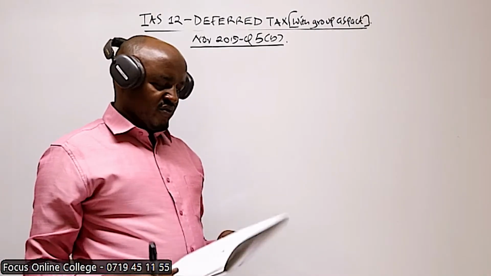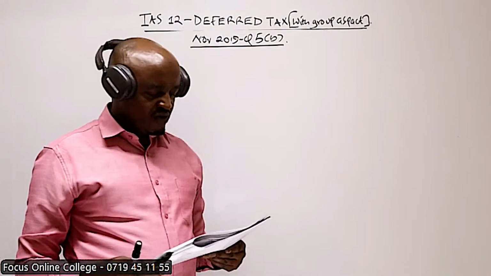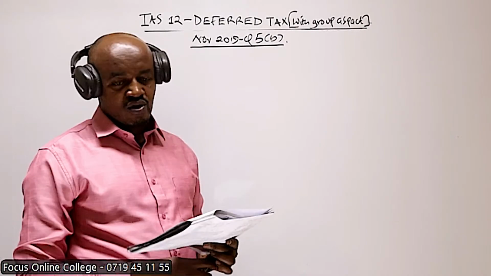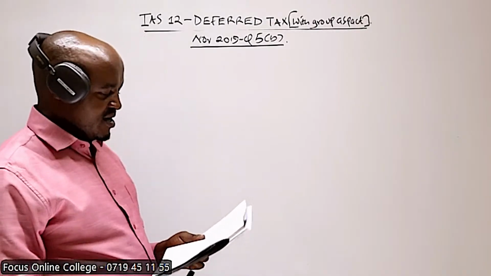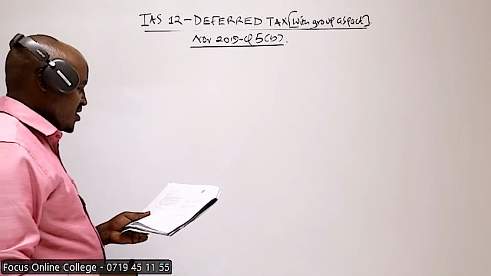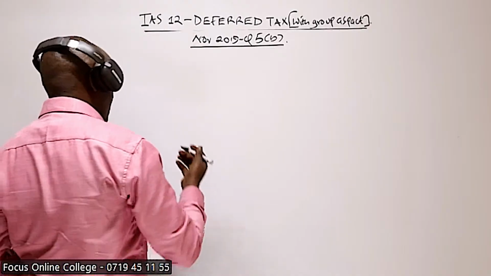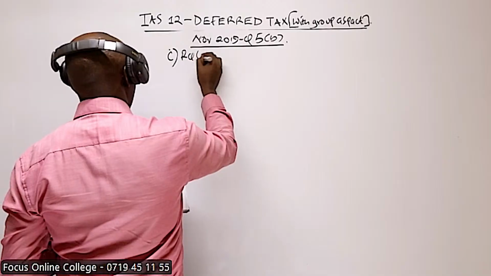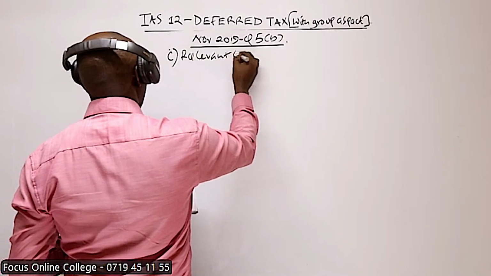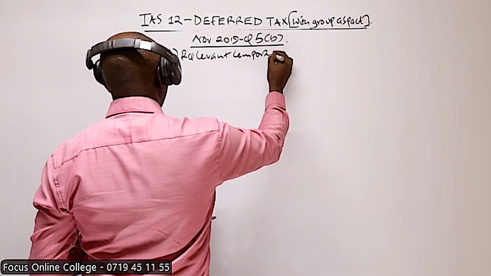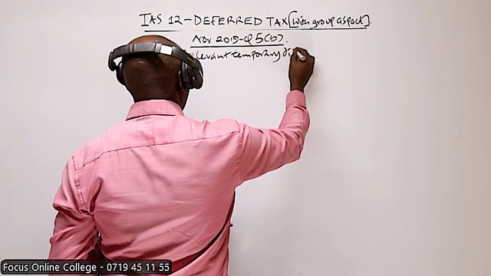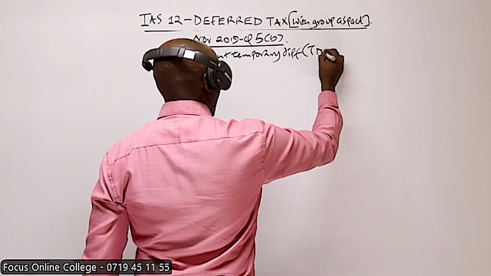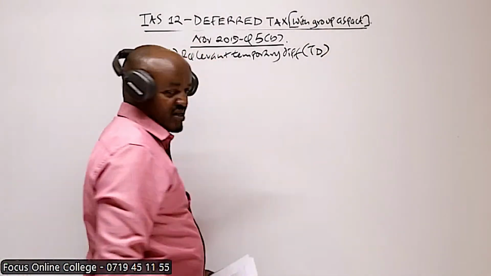So what are we required to do? In Roman 1 of the question, we compute the relevant temporary differences, and in Roman 2, we make the necessary journal entries to record the changes in the deferred tax liability. So we start with Roman 1, whereby we are required to compute the relevant temporary differences, or basically the relevant TD, temporary difference.